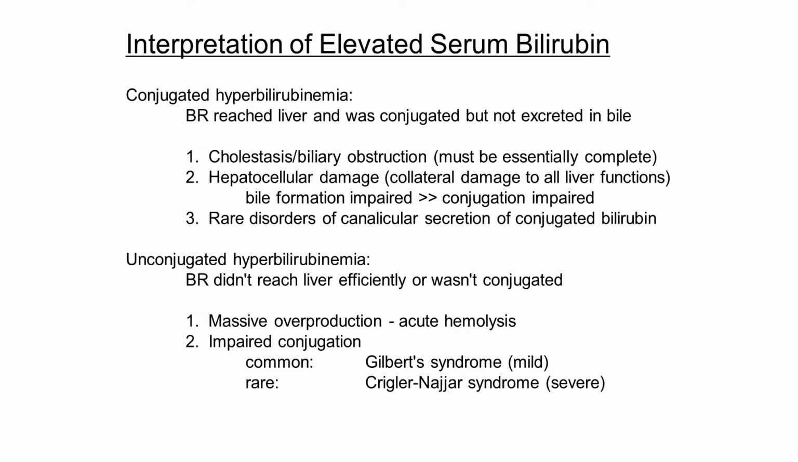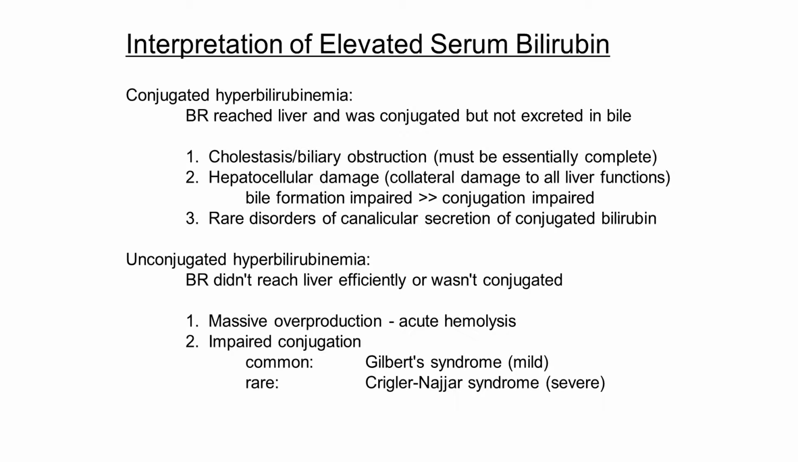So if you have an elevation of conjugated hyperbilirubinemia, we can say that the bilirubin reached the liver, was conjugated, but was not excreted in the bile. There are conditions that will lead to this, including cholestasis or biliary obstruction, where the biliary tree is blocked. As you mentioned earlier, the obstruction must be essentially complete for bilirubin levels to increase in the blood. Also, hepatocellular damage, for example a general damage to the liver, collateral damage to all liver function, then bile formation will be impaired.